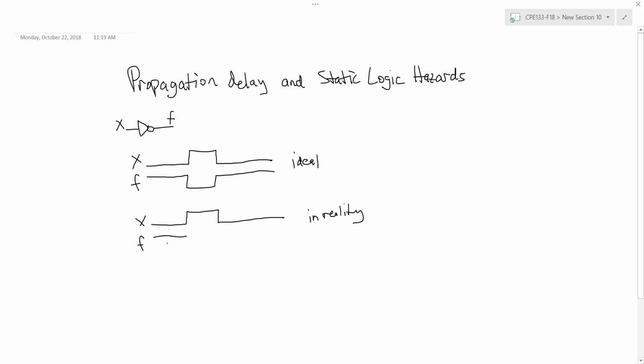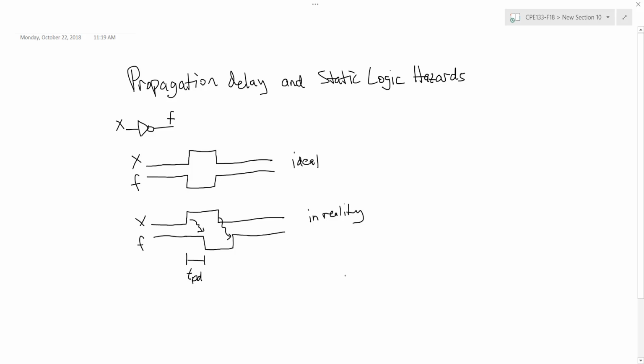So in reality, after the input changes, in this case going from low to high, after some delay, I'll see the output change, in this case going high to low. And the same thing again when the input changes from 1 to 0, after some delay, I'll see the output change. And so we would call this the propagation delay for this particular gate.